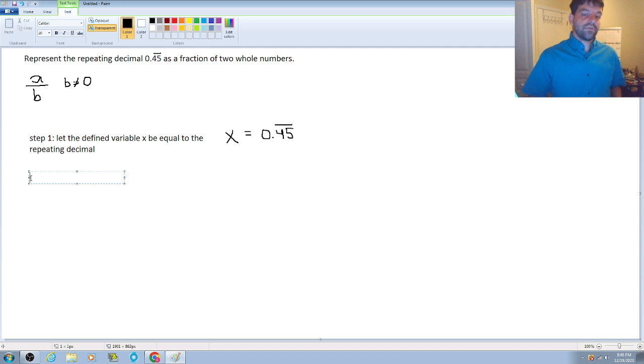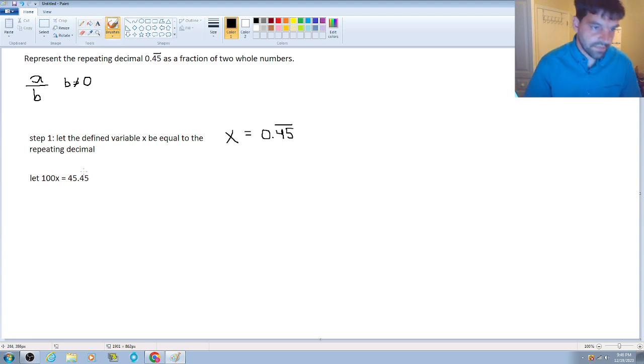Now this is where things get a little tricky, because I'm going to be using the same variable again, but I'm going to let 100x equal 100 times that amount. So if x is equal to 0.45 repeating, then 100x is going to be equal to 45.45 repeating. So again, it's a factor of 100 times greater, but you're still going to have that continuous repeating decimal component. But in just a moment, we're going to be able to get rid of it.